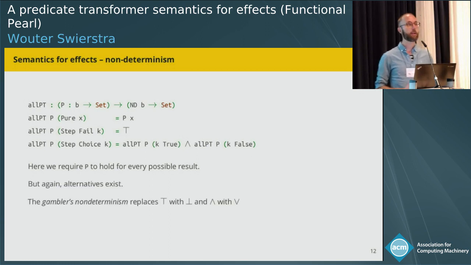You have other choices again. If I replace top by bottom and conjunction with disjunction, I get a kind of gambler's nondeterminism, where I'm happy if P holds for one possible result, and I don't require it to hold for all the possible results returned by this list.